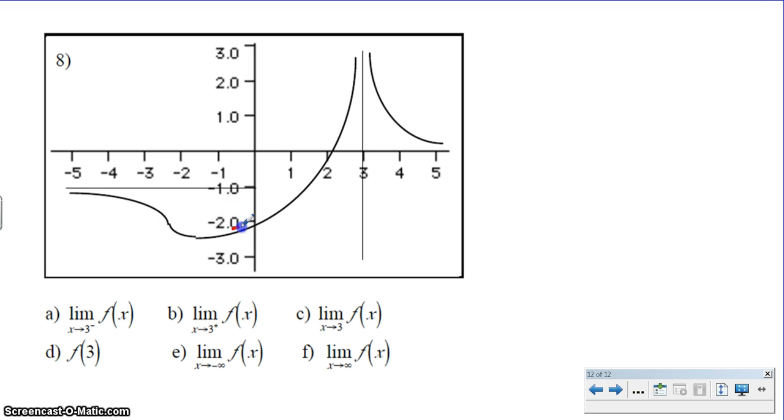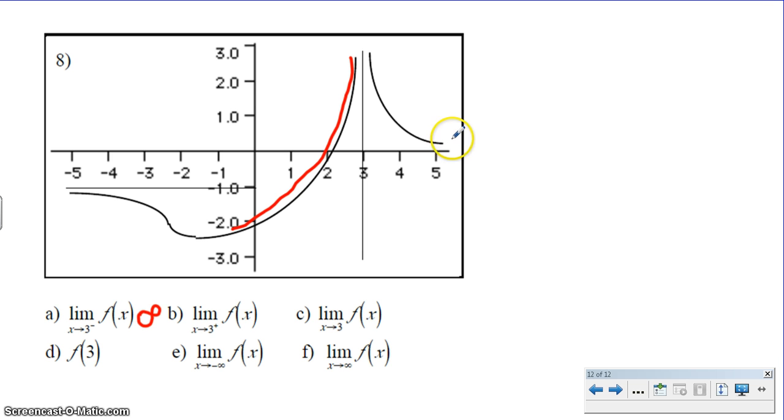So again, if I take a look at approaching the x value of 3 from the left-hand side, it is getting extremely close to that asymptote. It's going to continue to go up, up, up, up, up, but it's never going to cross that asymptote. So therefore, the y value is going to continue to increase. So the y value is going to approach positive infinity.